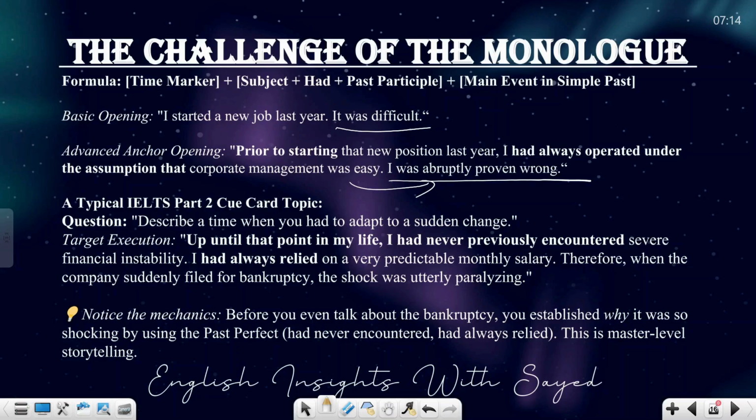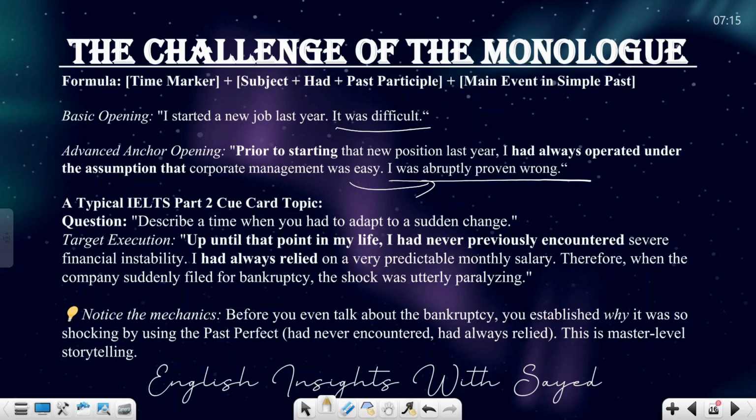Okay. So a typical IELTS Part 2 cue card topic question, like describe a time when you had to adapt to a sudden change. You could say, up until that point in my life, I had never previously encountered severe financial instability. I had always relied on a very predictable monthly salary. Therefore, when the company suddenly filed for bankruptcy, the shock was utterly paralyzing.